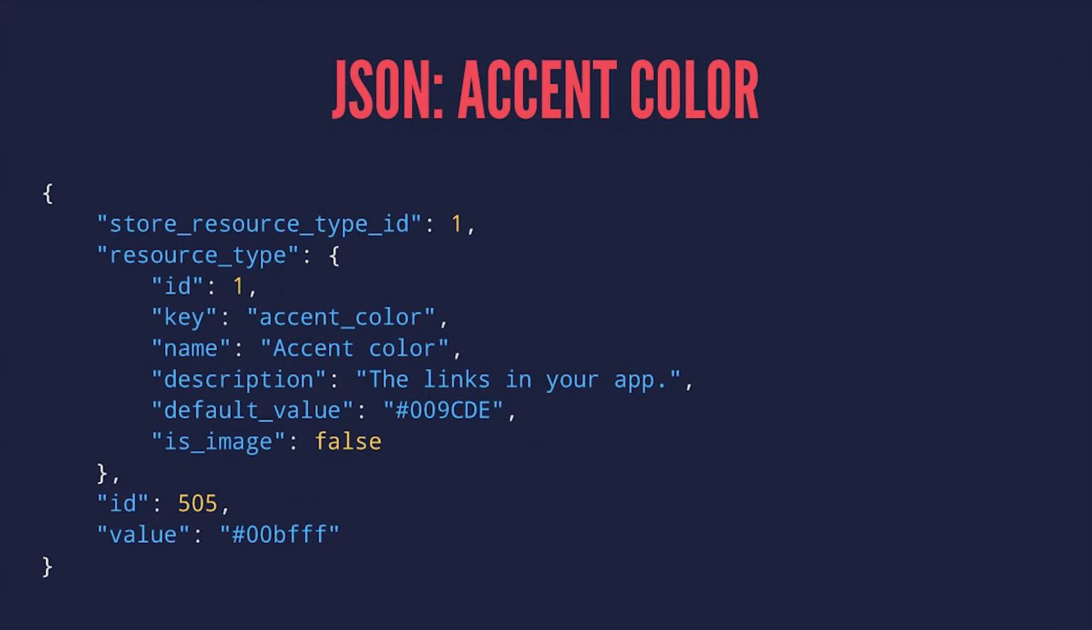And I'm going to show you a couple quick examples of what this looks like coming down from the API. So you have the store resource type ID, which links to a type. In this case, it's an accent color. We have a name, description, and the default value, which in this case, since it's a color, is a hex value. And then we just have a bool that it's not an image, and then our internal ID and the actual hex value that the retailer has chosen.